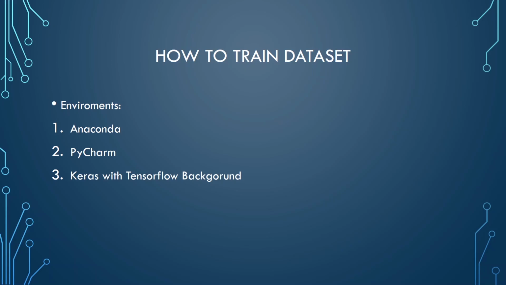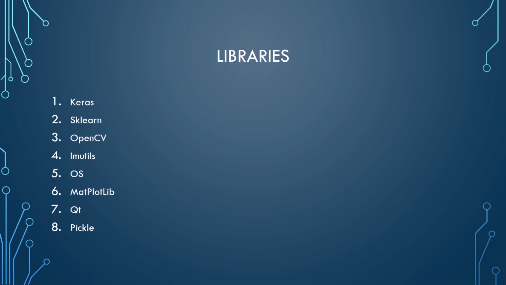Now let's go to the second part. We are gonna learn how to train our dataset. Firstly, we should know which environments we are gonna use. Anaconda and PyCharm, the environment that we are gonna write code in. Keras with TensorFlow background is the model, we can say the model creating background. Secondly, we should learn which libraries we are gonna use and what these libraries actually do.